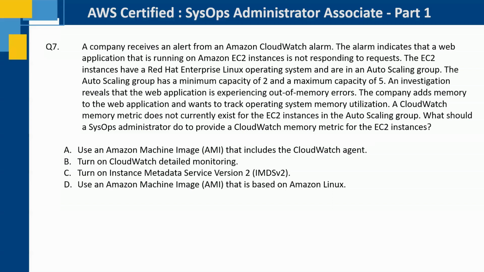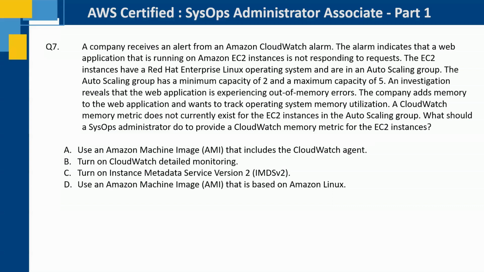What should a SysOps administrator do to provide a CloudWatch memory metric for the EC2 instances? Your options are: use an Amazon machine image that includes the CloudWatch agent; turn on CloudWatch detailed monitoring; turn on instance metadata service version 2; use an Amazon machine image that is based on Amazon Linux.